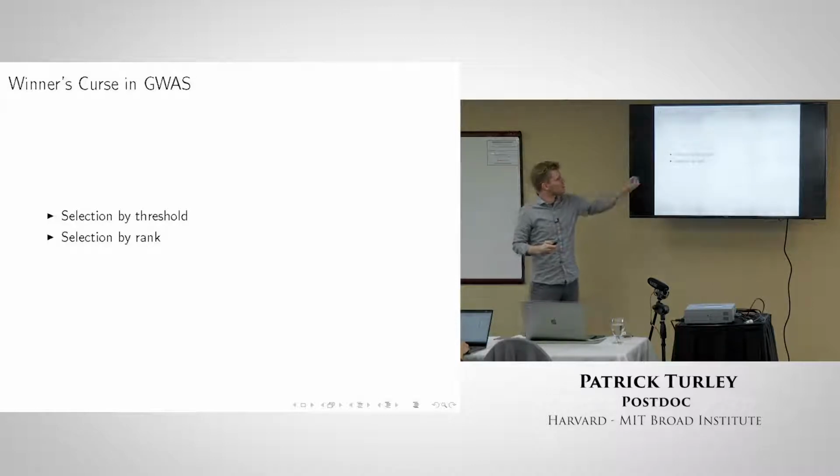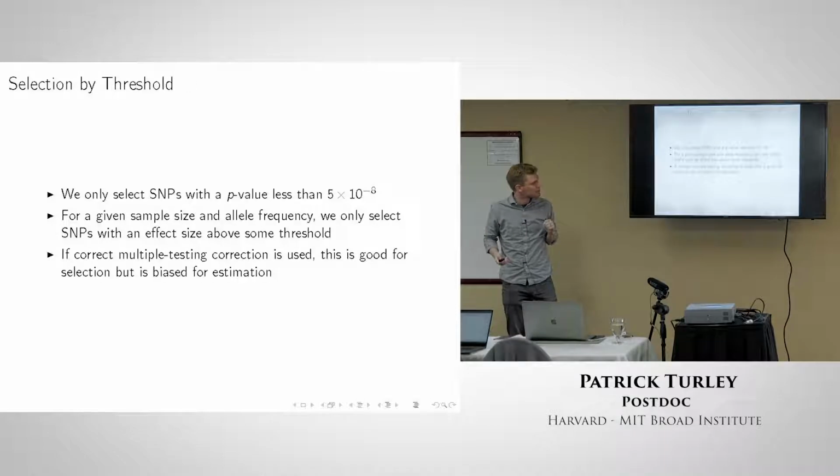There are two ways in GWAS that we might run into winner's curse problems. There are two selection mechanisms that might cause us problems. These aren't technical terms, but this is how I think about them. We have selection by threshold and by rank.